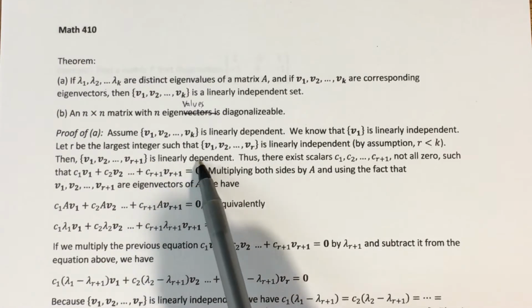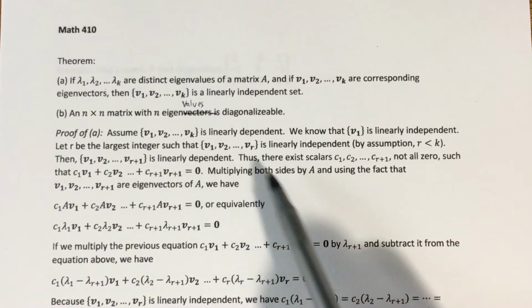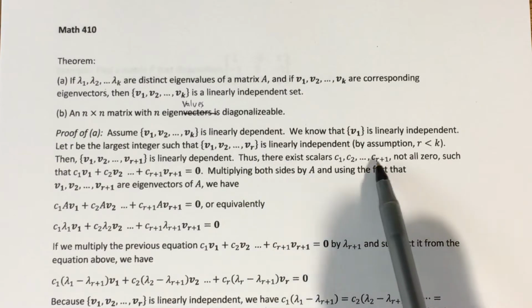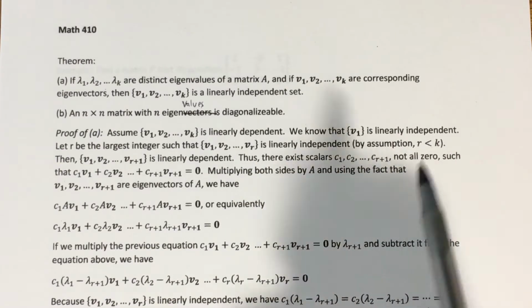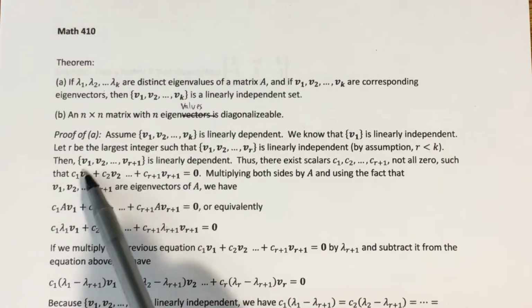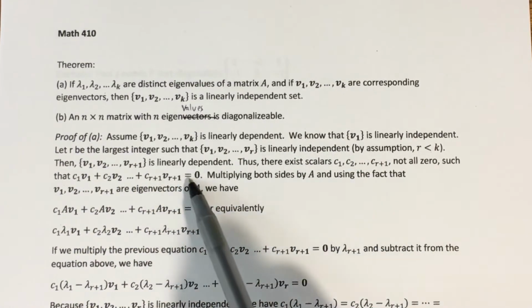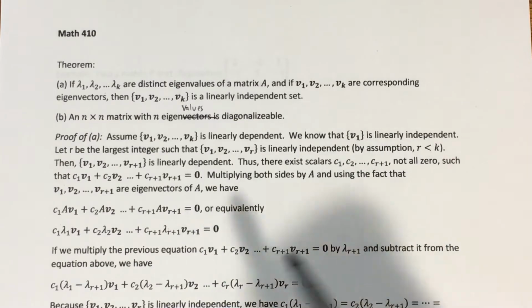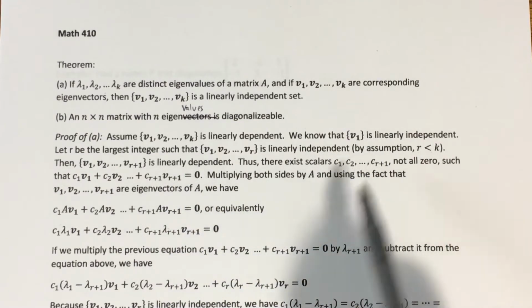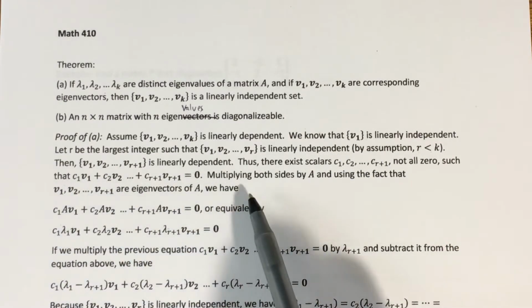So we're going to run with this. If that's the case, there exist scalars c1 through c r plus 1, not all of which are 0, such that the linear combination of those vectors with these scalars is equal to 0. That's the definition of linear dependence. Not all of these constants would be 0 in this linear combination.